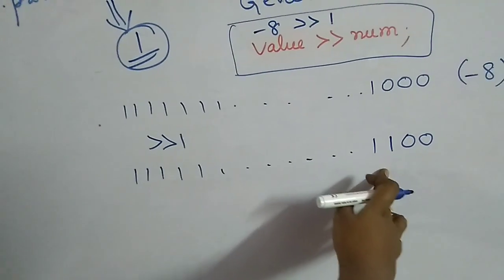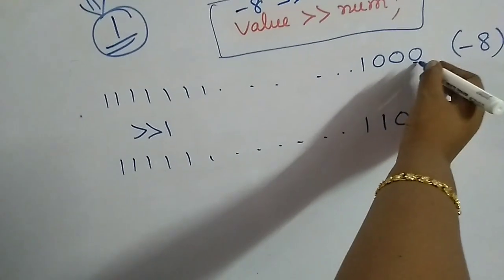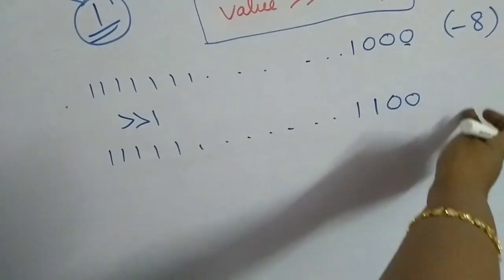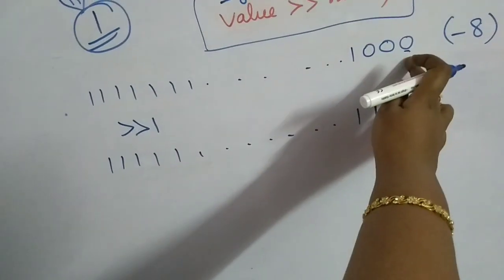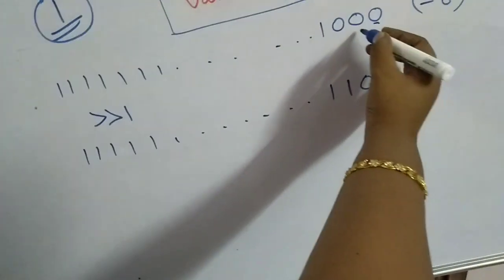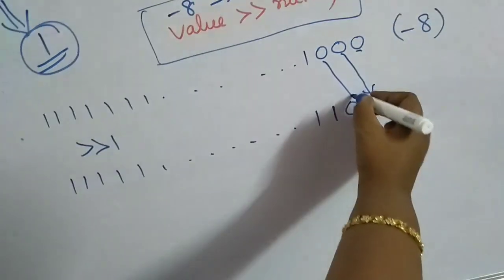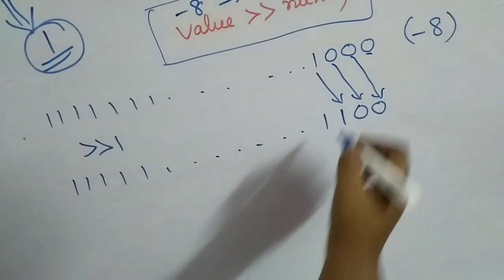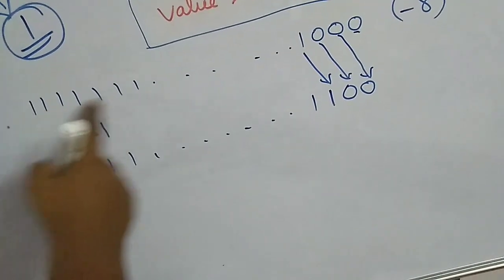Okay, so when I am shifting it by 1, what happened? This bit is lost because it has gone out of the lower order bit. So this is lost, because it shifted off. And then this bit has come over here. So this is coming here, and this is coming here, and this is coming here. And now everything is moved.